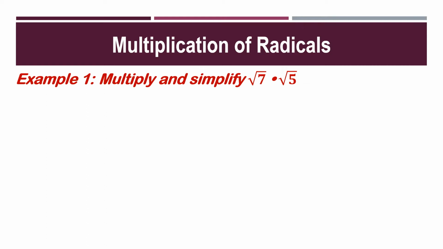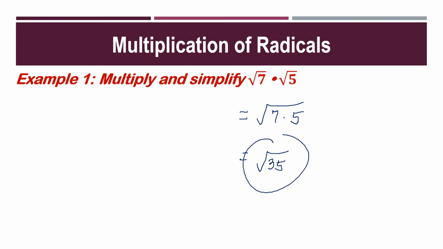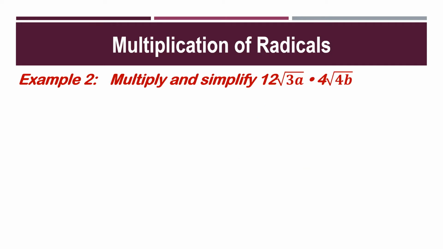Multiply and simplify square root of 7 times square root of 5. This is equal to square root of 7 times 5, and that is square root of 35. This is now the product of the given radical expressions. Let's have another example.